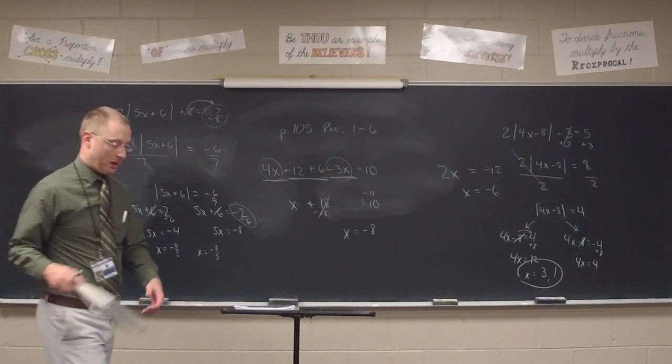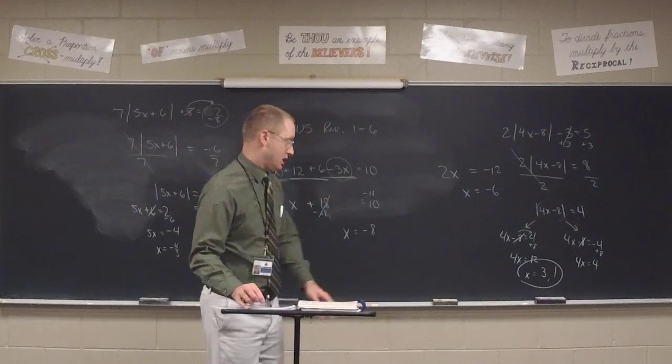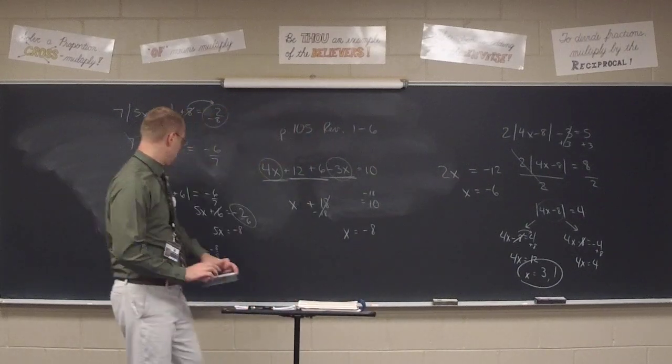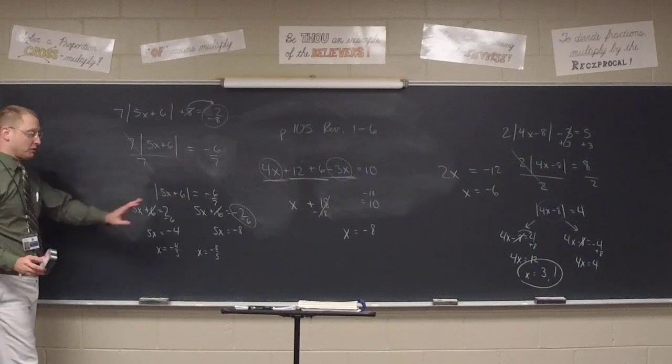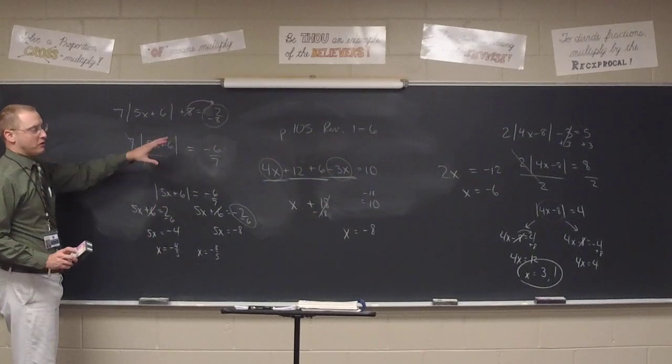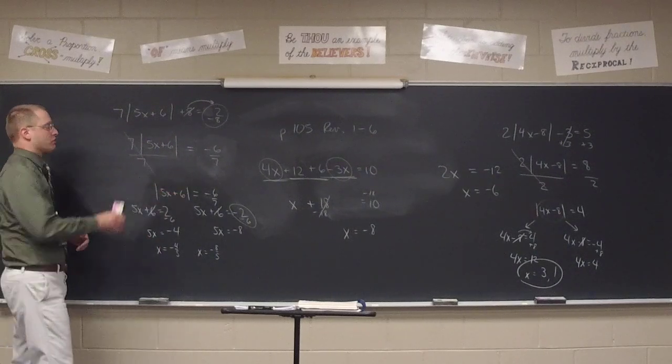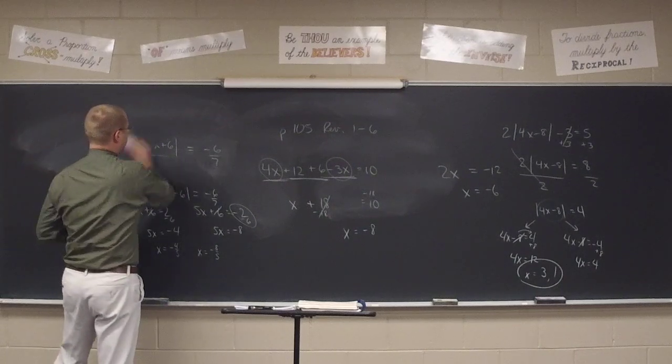Read word problem number 7 for us, if you would, please, Joshua. Wait, so is it negative 8 fifths and negative 4 fifths are our answers? Yes, we were done with the problem. I was just showing, because I wanted to review, if absolute value is equal to a negative, it's no solution. All right, number 7, Joshua, read that for us.